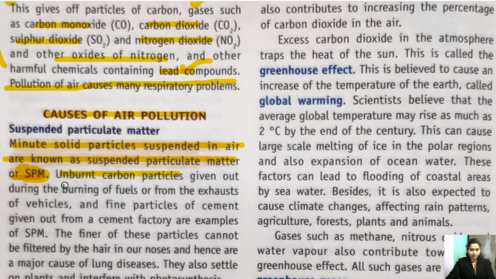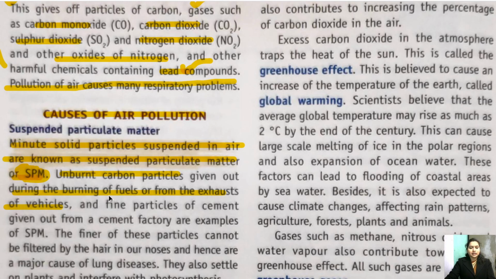Getting it? So these are unburnt carbon particles given out during the burning of fuels or from the exhaust of the vehicles. व्हीकल के एग्जॉस्ट से भी ये पार्टिकल्स रिलीज होते हैं. इसीलिए nowadays for a vehicle we have certain pollution reader. ठीक है, हर व्हीकल का एक पोल्यूशन रीडर होता है, हर व्हीकल की पोल्यूशन यूनिट होती है. देन दैट व्हीकल इज अलाउड टू come in the market. Okay, so it is done.